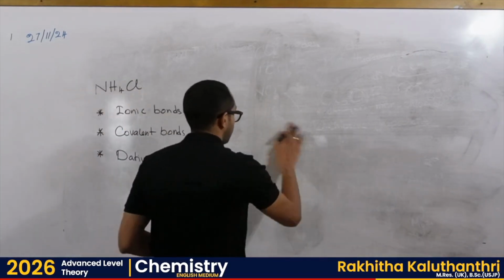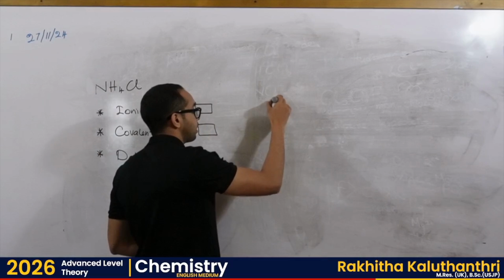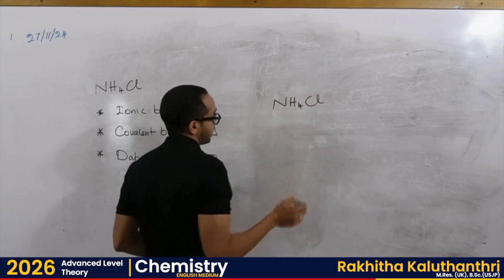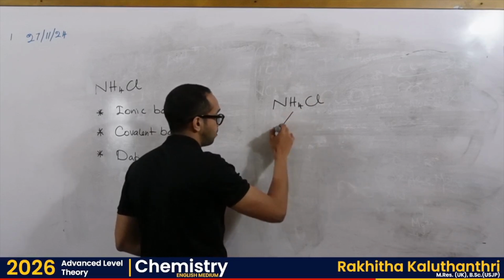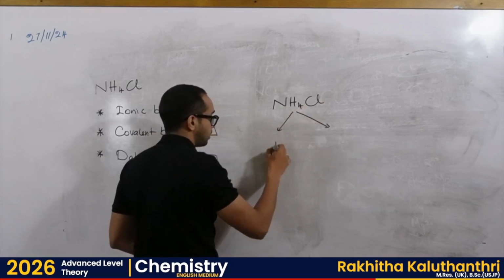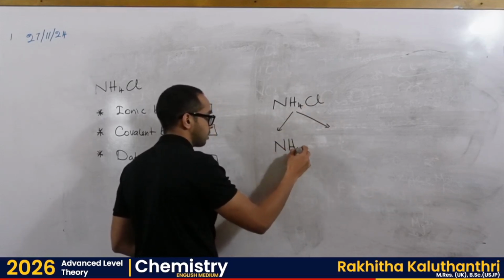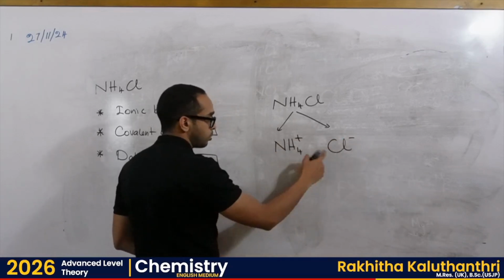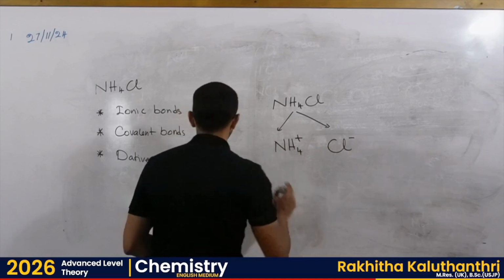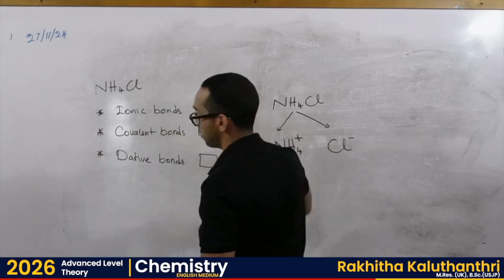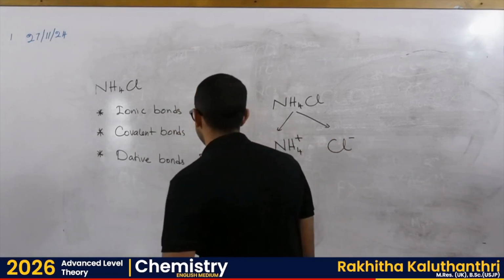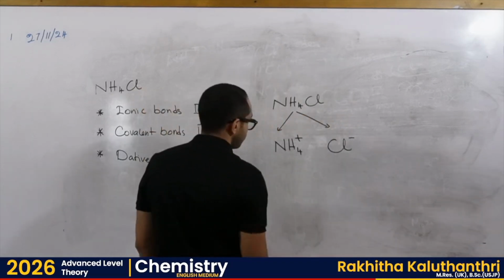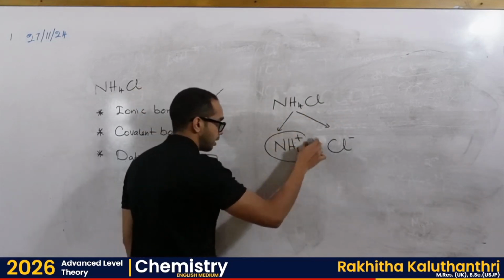When it comes to ammonium chloride, yes, it is an ionic compound. Why? Because we have learned that there is an ammonium ion and there's a chloride ion, and between these two there is an ionic bond. So yes, it does have ionic bonding. Very good. Ionic bonding exists in this compound.